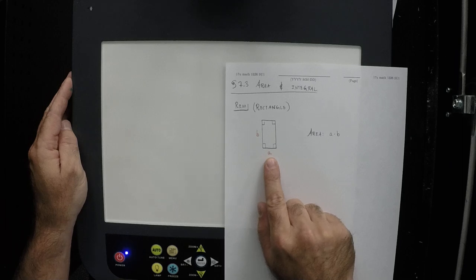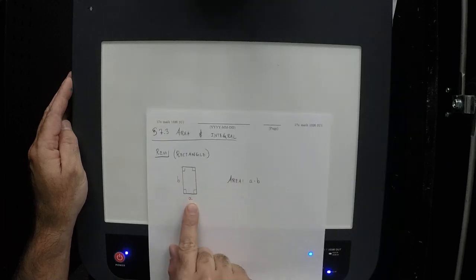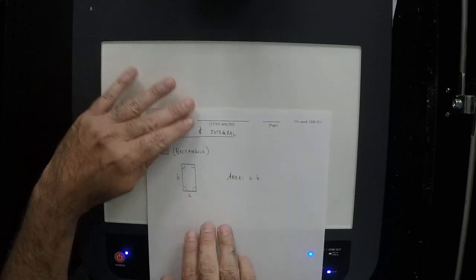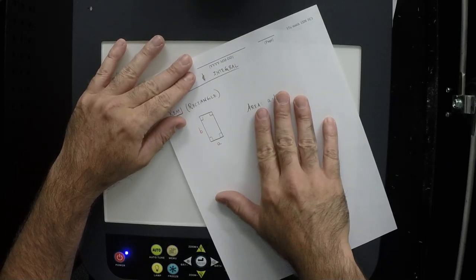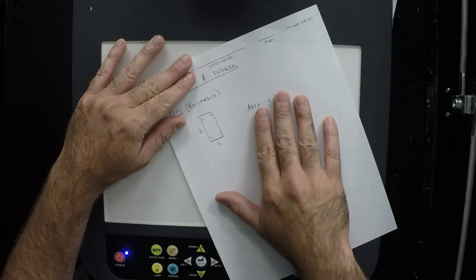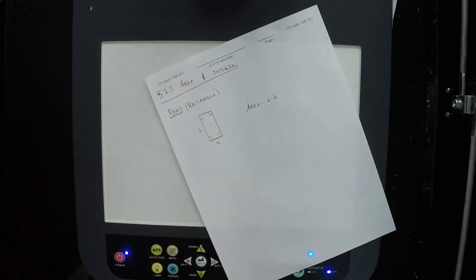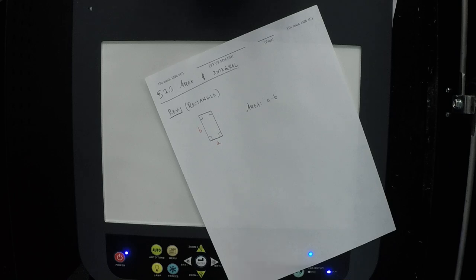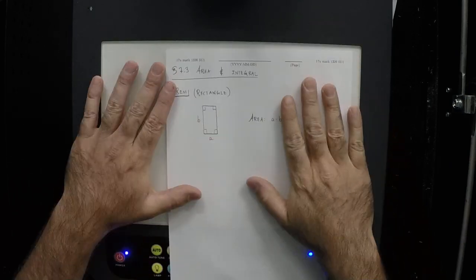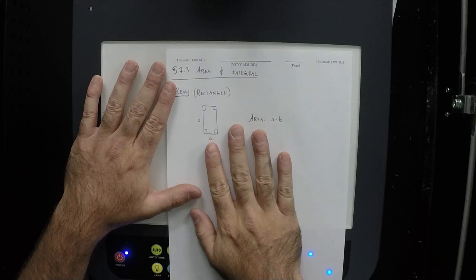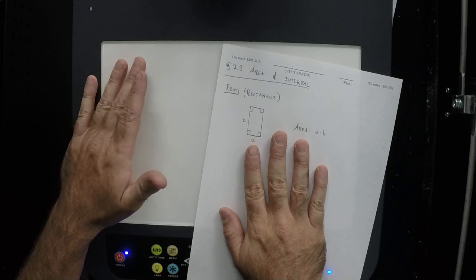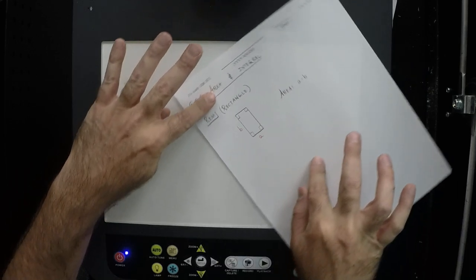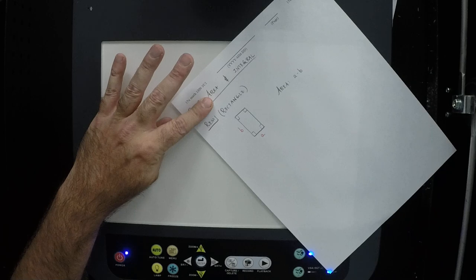Also AB, right? How about that one? Also AB. How about that one? Also AB. So what I want you to observe is that this rectangle, it doesn't matter if I move it over here, or over there, or anywhere, that doesn't change its area. And it doesn't matter if I turn it a little bit, that doesn't change its area.